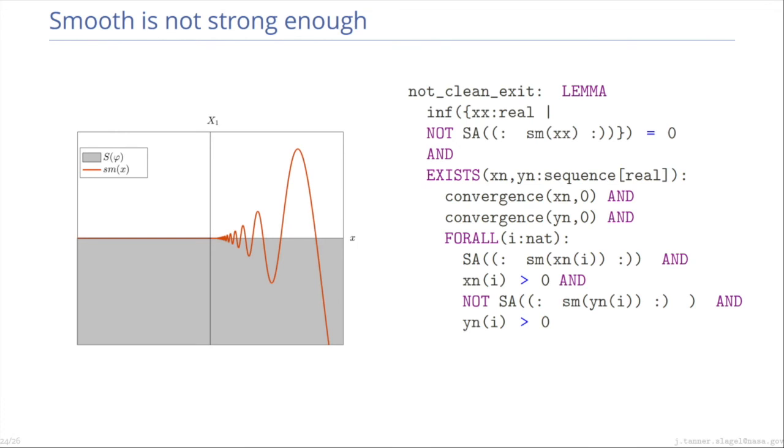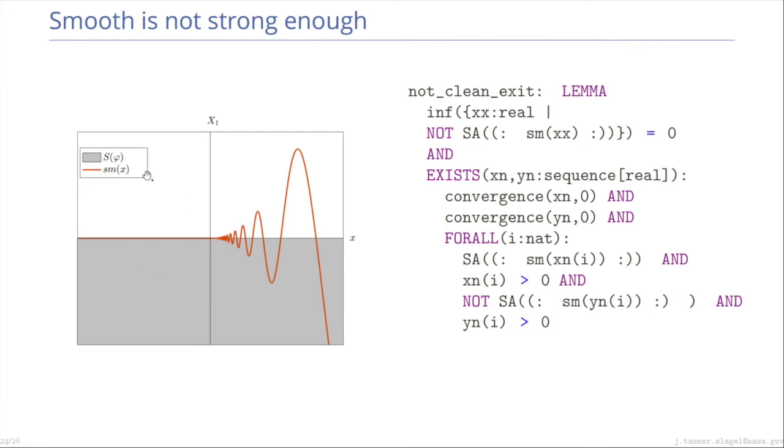Okay, so analytic is stronger than smooth, and when formally verifying these things, we would want the weakest condition to give us this property that we want about the boundary of the semi-algebraic sets. Smooth is not strong enough. So if you reduce the assumption to smooth, you can come up with a diabolical example where the real analytic function does not leave the semi-algebraic set in a clean way.